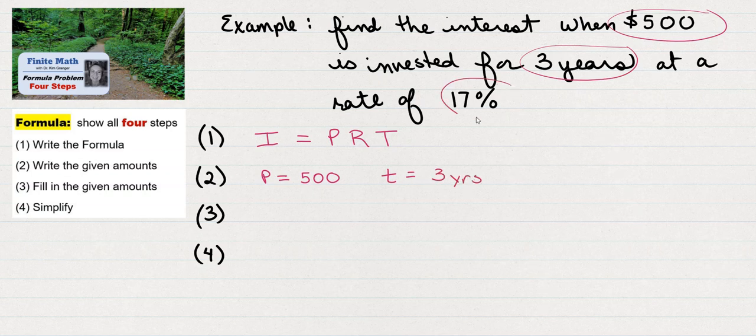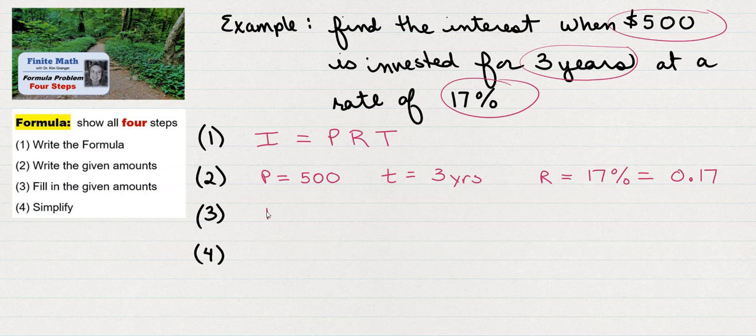And I'm going to write that the interest rate, not the I, because I is going to represent the interest amount, but the rate is 17%, which is equivalent to 17 per 100, or 17 hundredths, 0.17. Next, for step 3, I'm going to fill in those amounts.